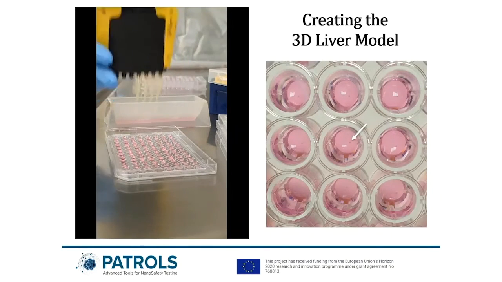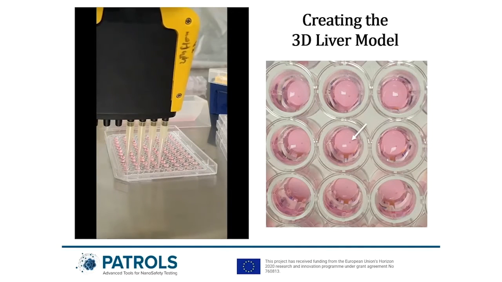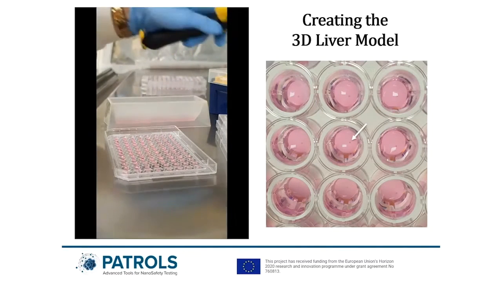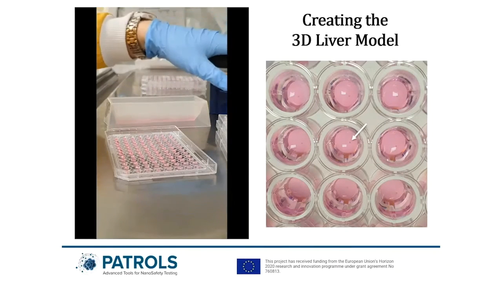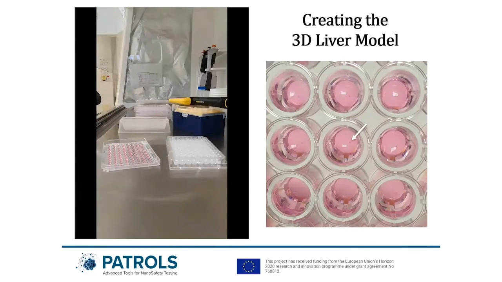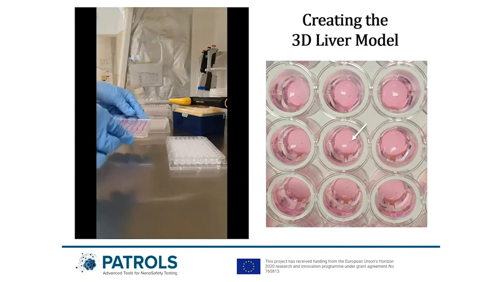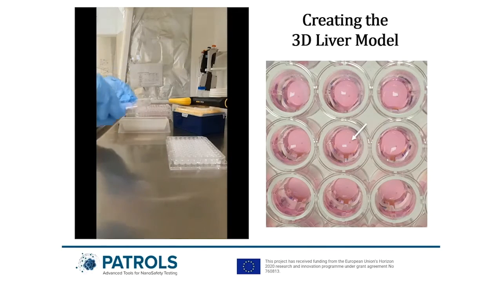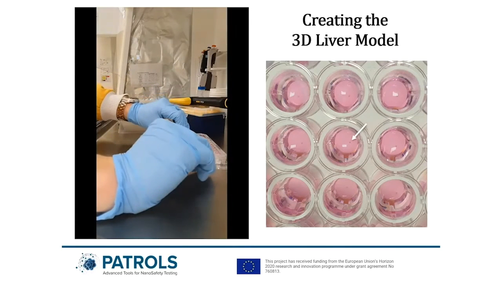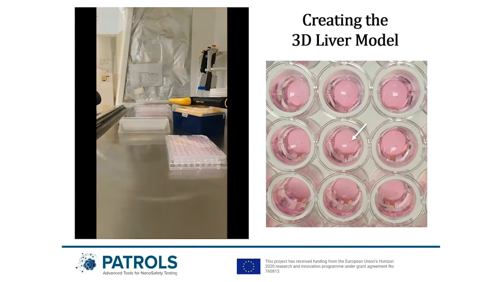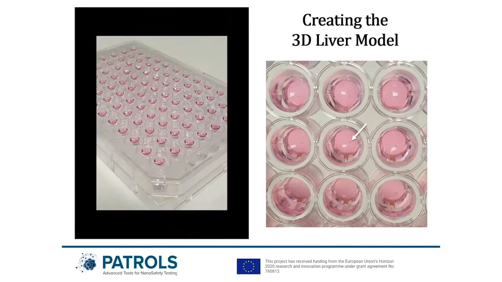And once the spheroid has formed into a compact, ball-like structure, we can then transfer the spheroid from the hanging drop position into the base of the plate, ready for nanomaterial exposure. And that is indicated here on the picture on the right, where you can just about see the little spheroids in the center of the wells. And they are highlighted there with the white arrow.